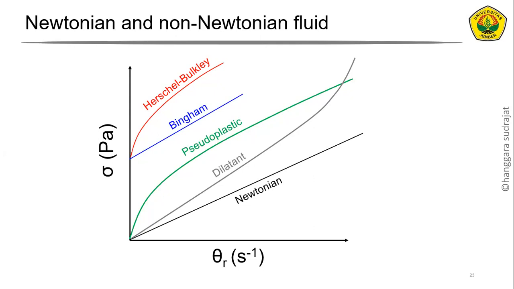But notice in the Bingham model, the line starts somewhere on the y axis. On the y axis, there is a certain minimum value of stress or force before we can initiate flow. We call this minimum value the yield stress. Anyway, we will closely inspect in more detail all of these models one by one in this module.